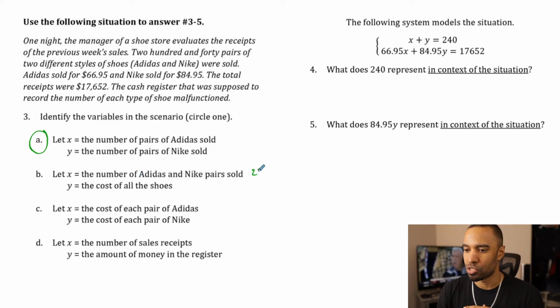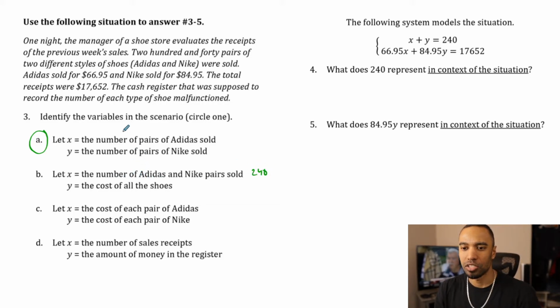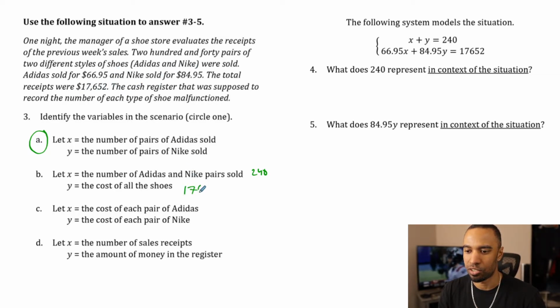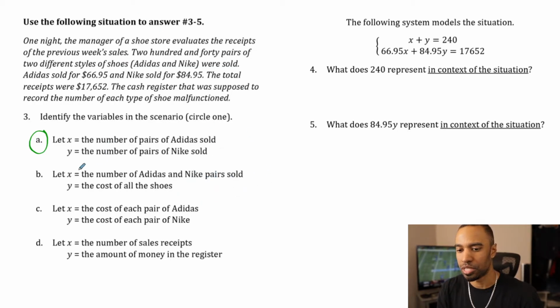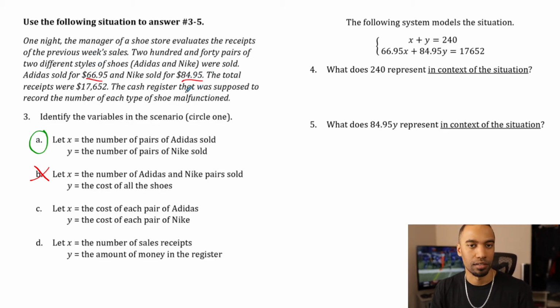I know this is 240. And cost of all the shoes, this one is the 17,652, we know these numbers. I don't need variables for those. I'm going to use these in my equations with my variables. So it's definitely not that one. That's definitely out. The cost of each pair of Adidas, the cost of each pair of Nike. Again, we know that. It's right here. Again, not a variable. We're going to use that information with our variables to do something else.